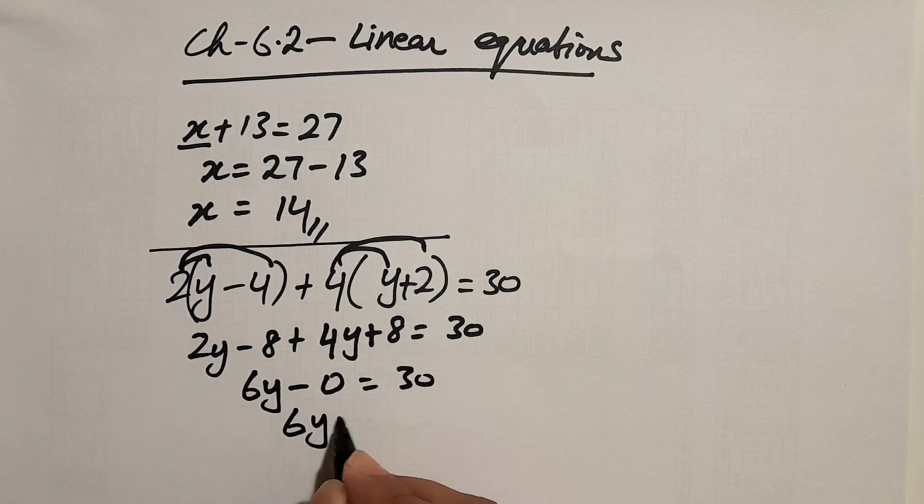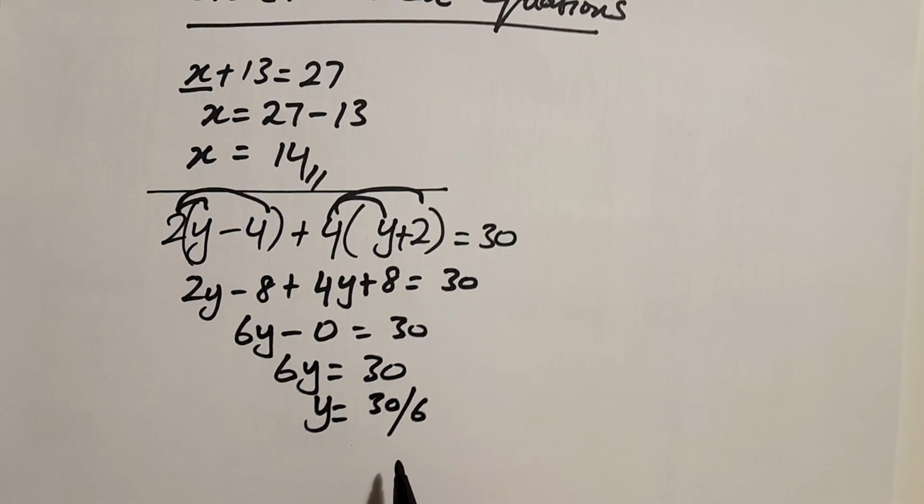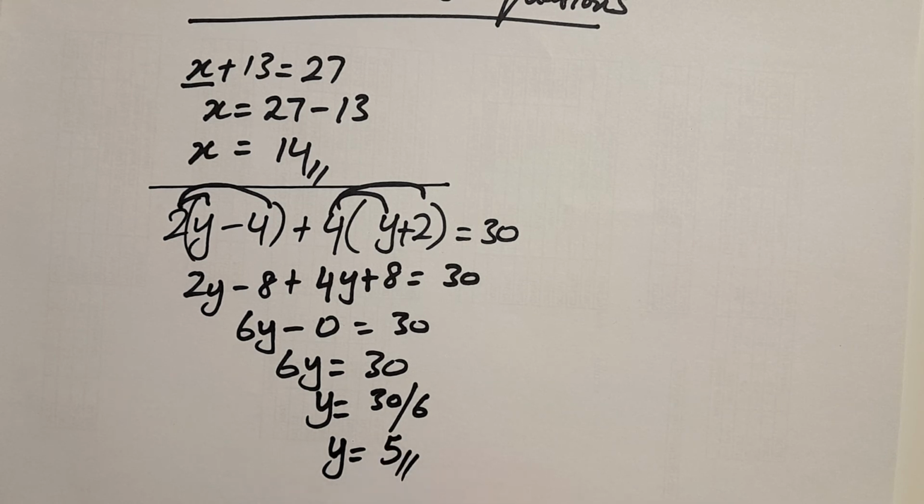So 6y is equal to 30 and y is equal to 30 divided by 6. That is, 30 divided by 6 is 5. So the value of y is 5.